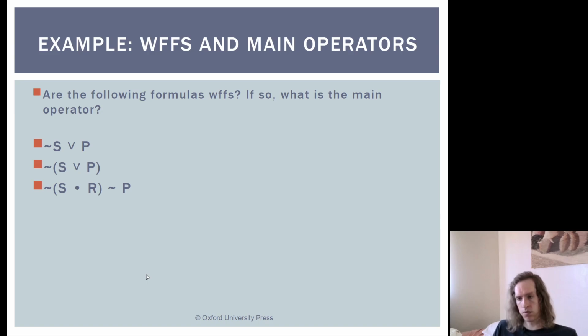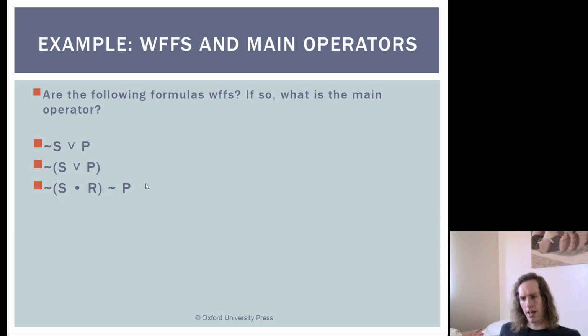Next we have a couple of things. S, R, and P are all going to be well-formed formulas. S and R is a well-formed formula because it's just a conjunction of two well-formed formulas. It is not the case that S and R, this itself is going to be a well-formed formula because it follows exactly the same structure as above it here. It is not the case that S or P. Not P is a well-formed formula.